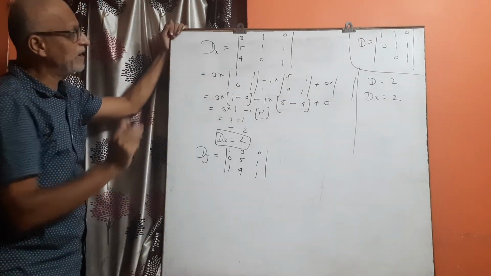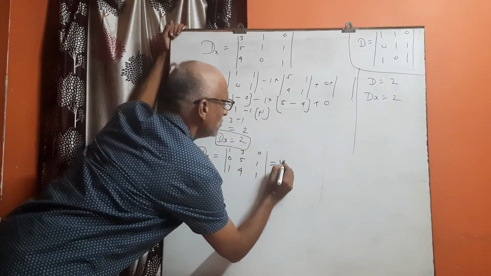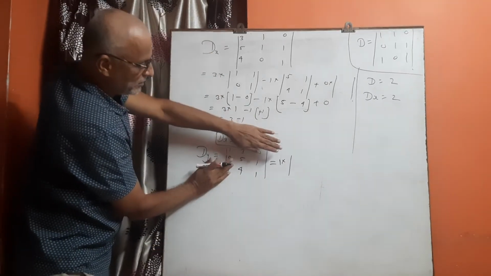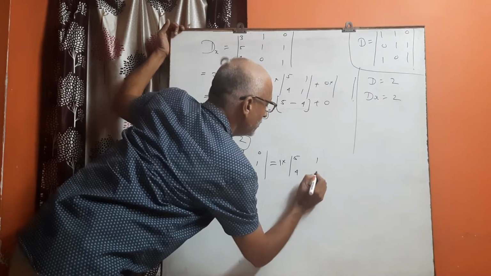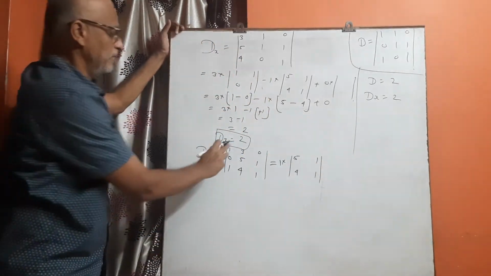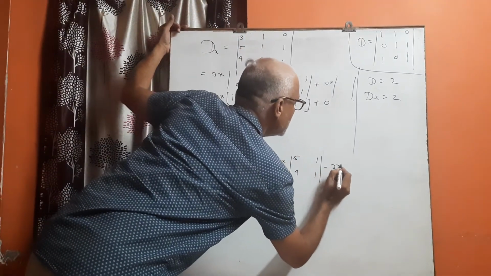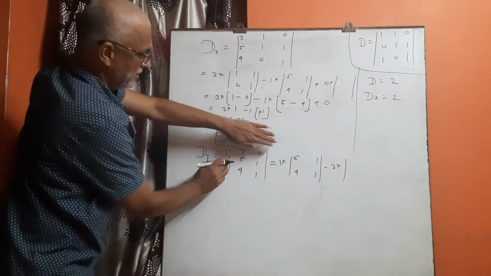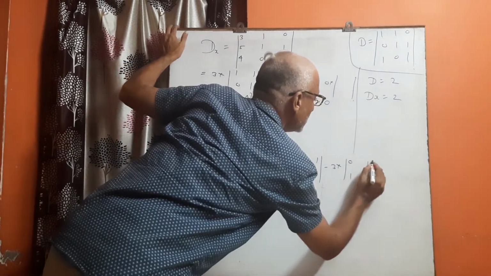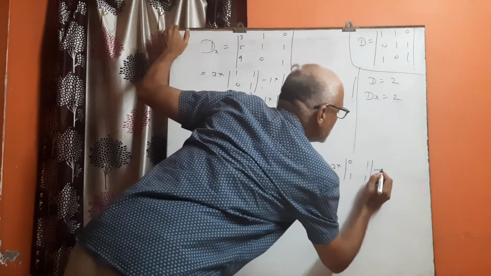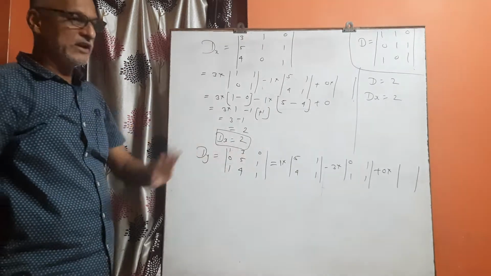Now if we simplify it, it is equal to 1 into determinant of 5 1 4 1, plus, sorry, second one is, this is plus, so changing the sign we get minus 3 into determinant of 0 1 1 1, plus 0 into anything that will be 0, so there is again no need to write down the values there.